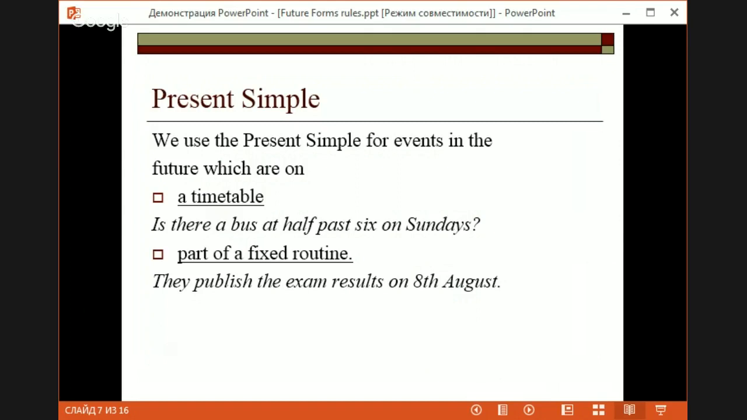Or, they publish the exam results on the 8th of August. Again, this is a fixed routine. According to the timetable, every year they publish, and that's why we need to use present simple.